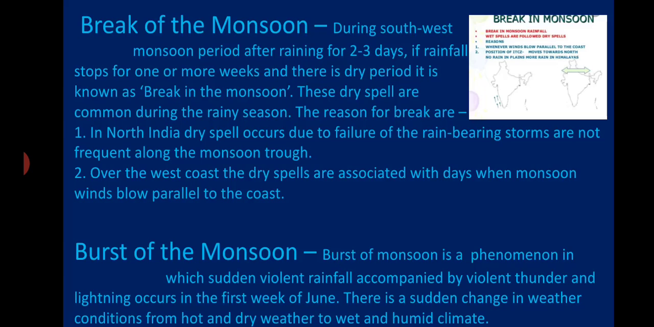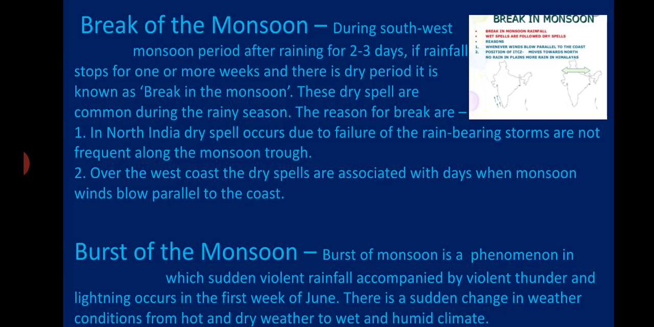season. The reasons for break are, in North India, dry spell occurs due to failure of the rain bearing storms, which are not frequent along the monsoon trough. And second, over the west coast of India, the dry spells are associated with days when monsoon winds blow parallel to the coast. Then comes burst of the monsoon.